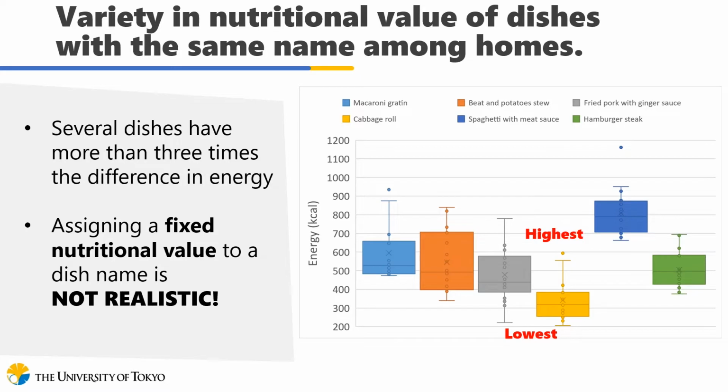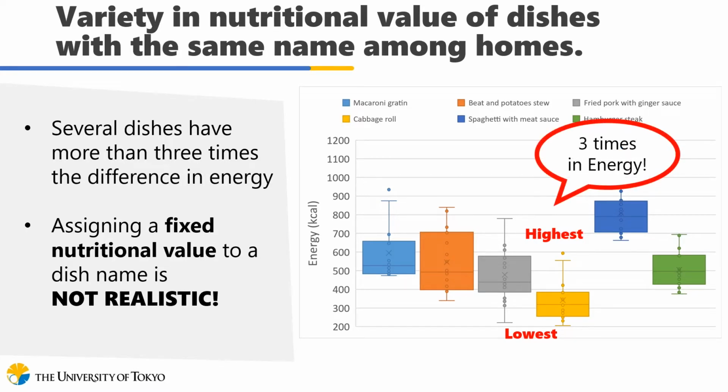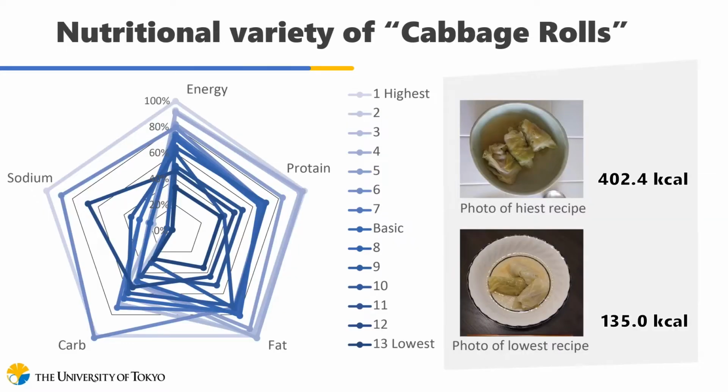The graph shows that some recipes have more than 3 times as much energy as others, even though they have the same name. This figure shows the distribution of energy, protein, fat, carbohydrates, and salt per serving for the cabbage roll recipes written by 13 participants. The differences in nutritional value are most strongly influenced by the size of one serving, with recipes with smaller energy values tending to have fewer other nutrients as well.